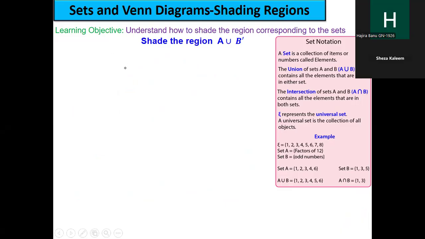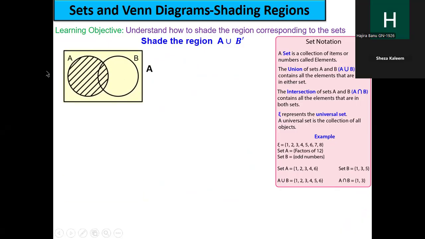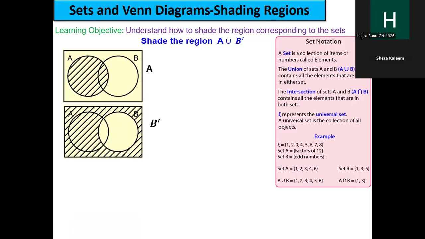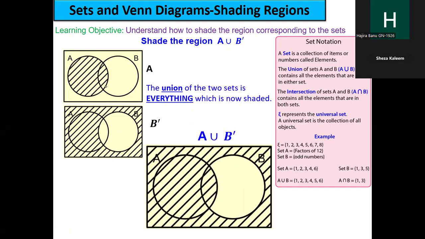Now, shading the region, a very important topic and a very important question also. It is asked in almost every paper. Now here you see, shade the region A union B complement. A union B complement means what? What is B complement? Leaving B, all of the shaded part. This is B complement and this is set A. You have to do the union of the two sets.